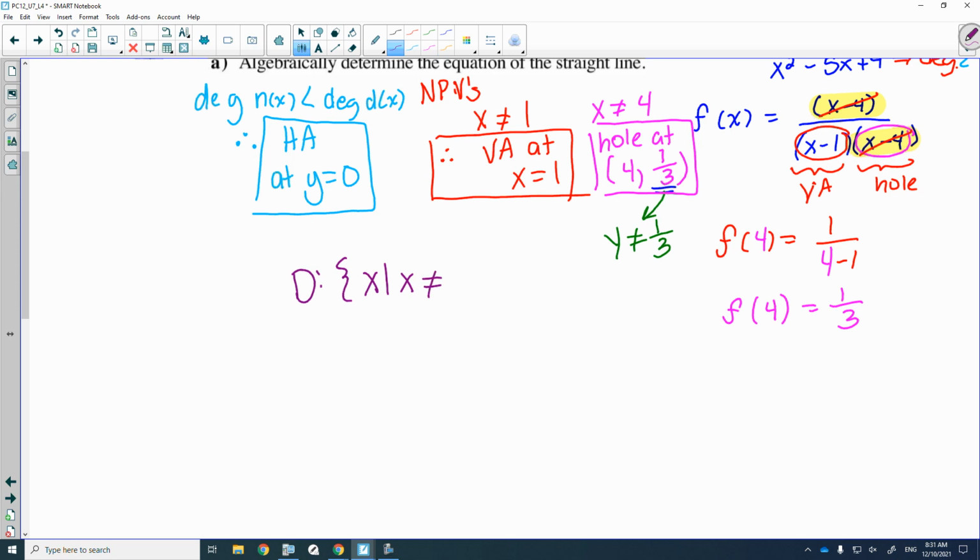So x could not be equal to 1, that was the VA, or 4, that was the hole. But other than that, x would belong to the set of real numbers. The range is y such that y cannot be equal to 0. So students will always remember this for the range. It's this guy that they'll forget. They'll forget the 1/3. And then y is a real number.